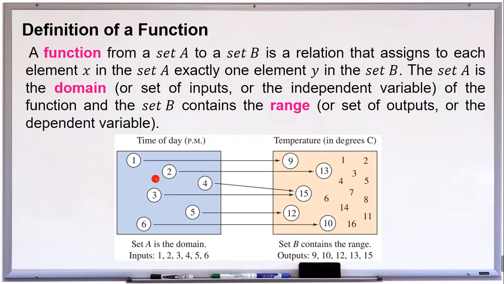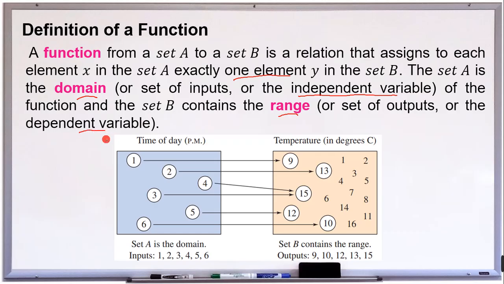Now, let's start with the definition of a function. A function from a set A to a set B is a relation that assigns to each element x in the set A exactly one element y in the set B. Our set A here is our domain, also known as our independent variable, whereas our set B contains the range, or in other words, the dependent variables.